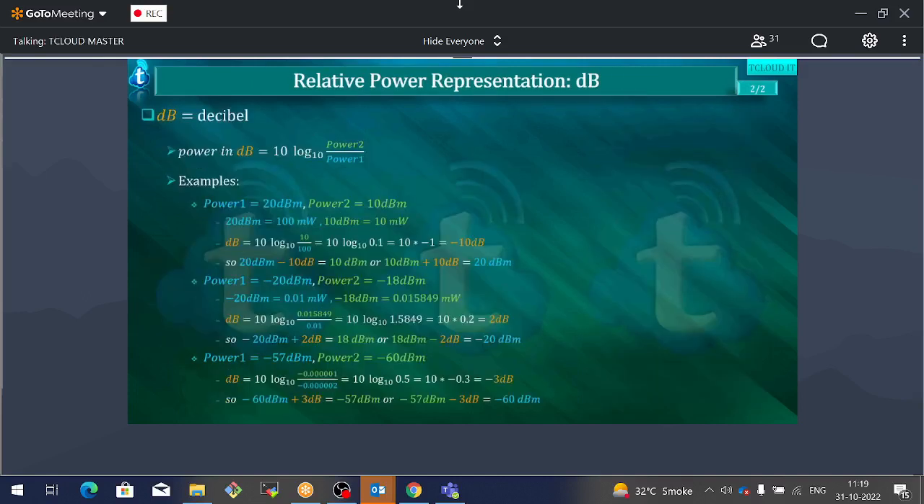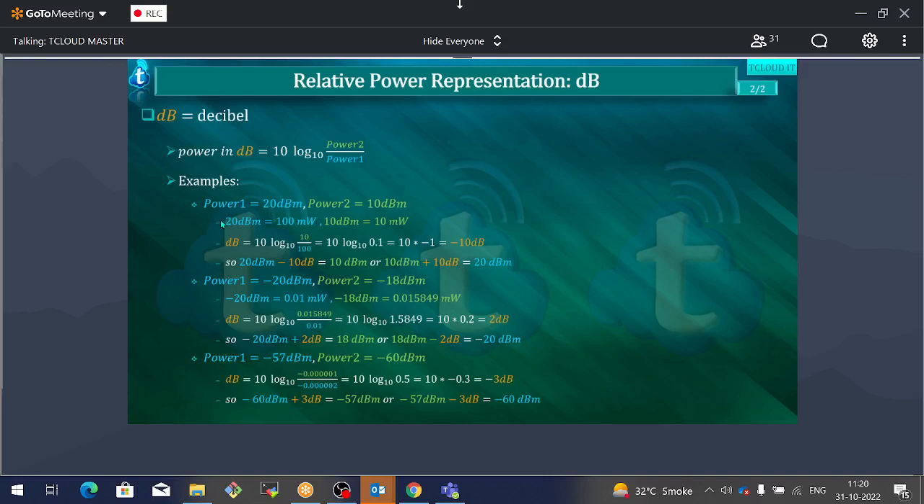So there is one more factor in radio power level related thing called decibel. Decibel is different. Decibel milliwatt is different. Decibel milliwatt is power representation in milliwatts. It is an absolute power value. But on the other hand, decibel is a relative power representation. It is basically a comparison of two powers.